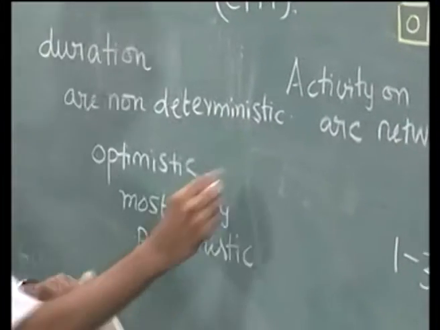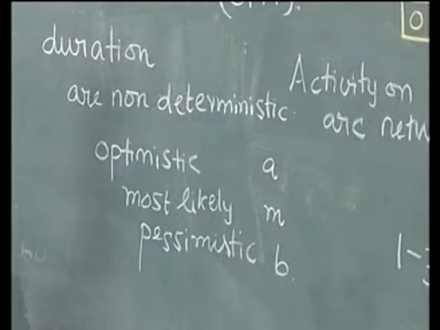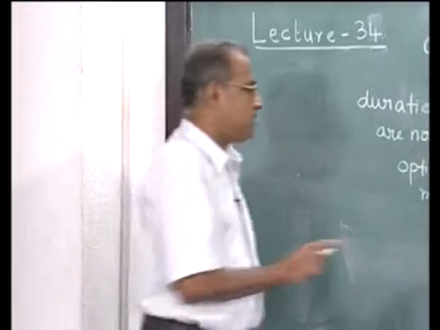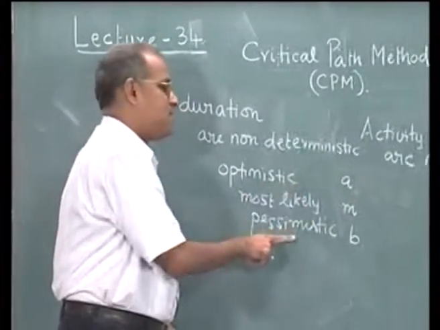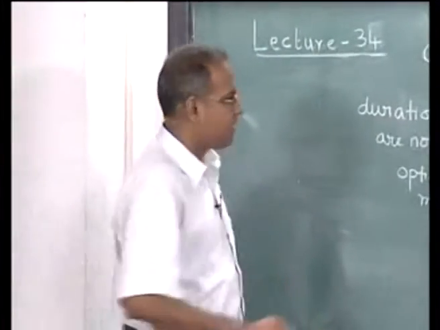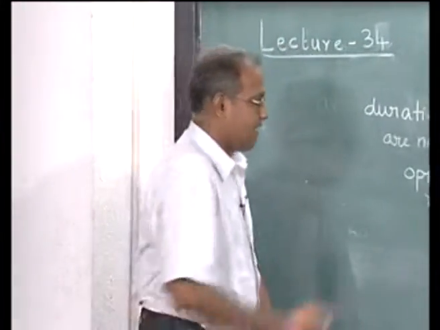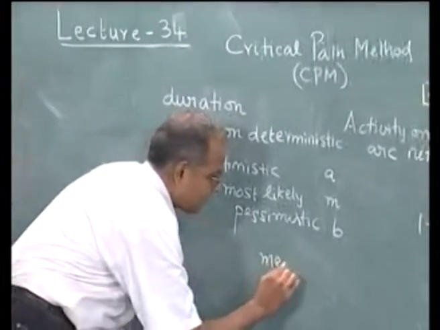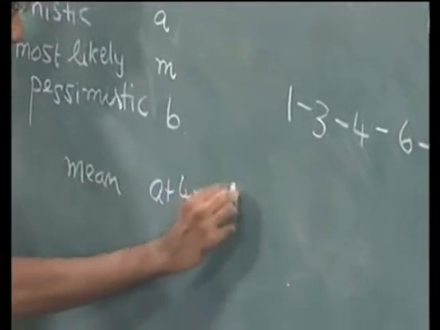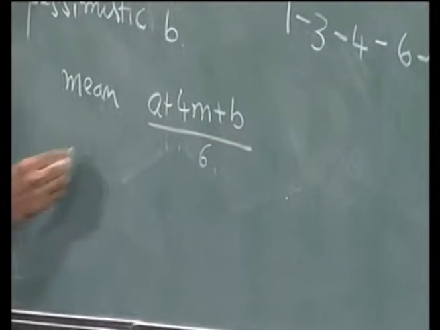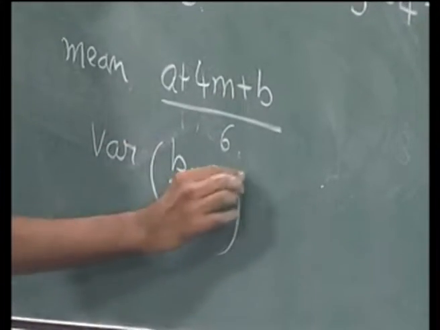Now, these are usually called A, M and B respectively for every one of these activities. So, it is obvious that M is greater than or equal to A and B is greater than or equal to M, because the pessimistic estimate is higher than that. Now, these kinds of estimates are drawn for each of these activities, and then the mean time is calculated assuming a beta distribution as (A plus 4M plus B) by 6, and the variance is given by ((B minus A) by 6) the whole squared.